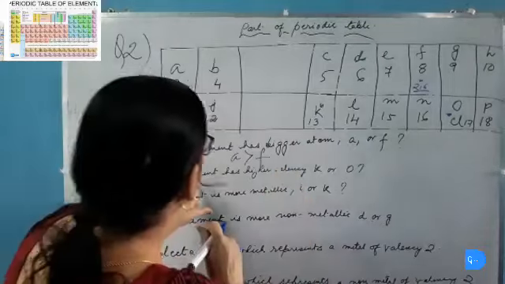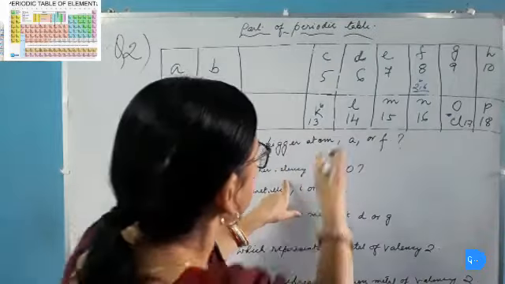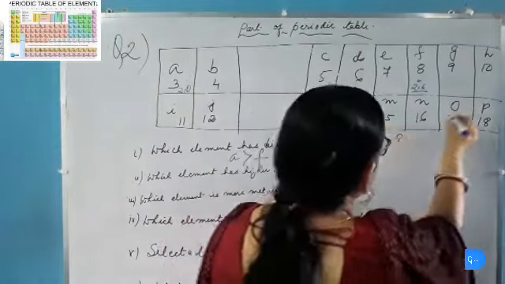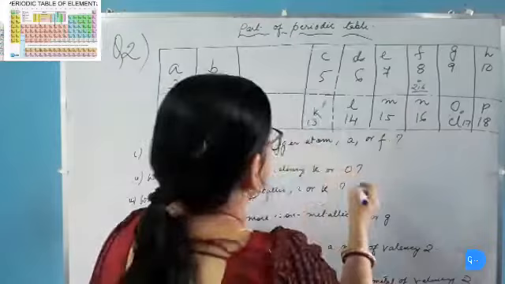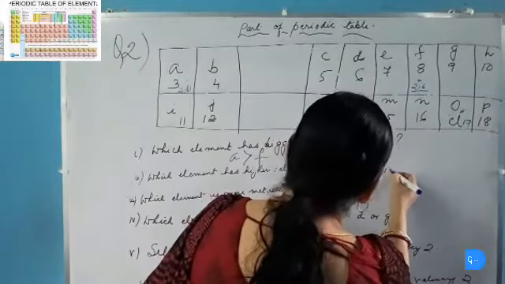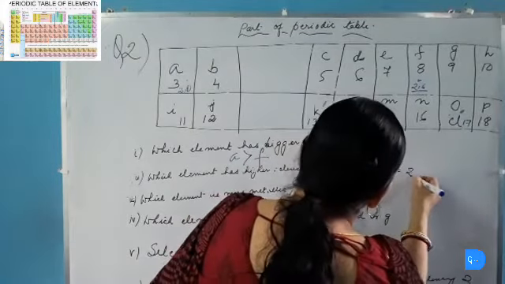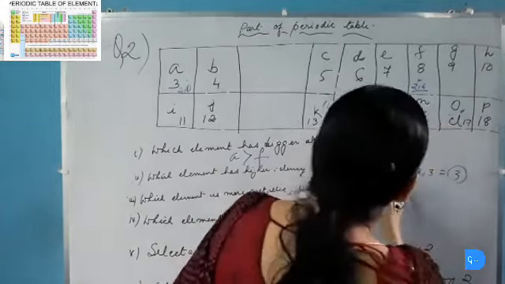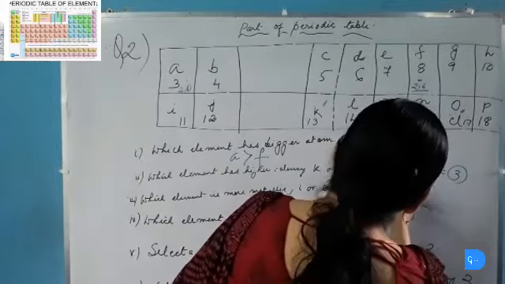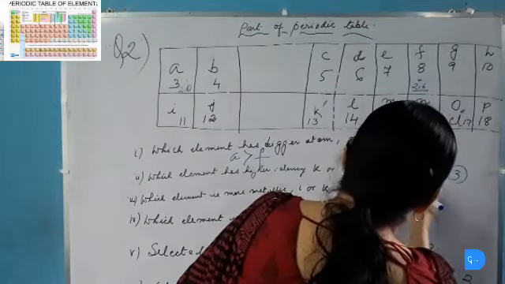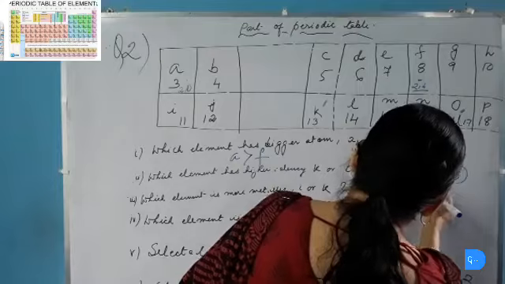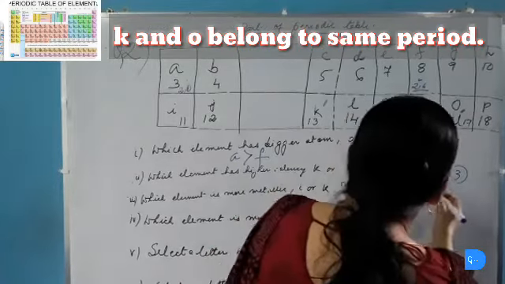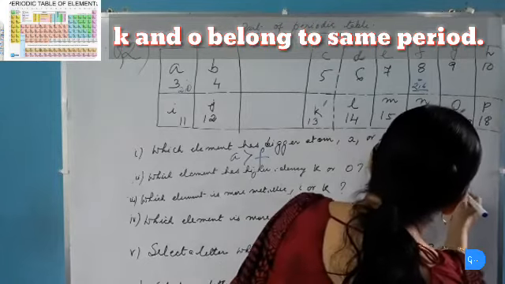Second question. Which element has higher valency, K or O? K has atomic number 13, so its electronic configuration will be 2, 8, 3. Thus its valency will be 3. And O has atomic number 17, so its electronic configuration will be 2, 8, 7. Thus this element O will accept one electron and complete its octet. So its valency will be 1.